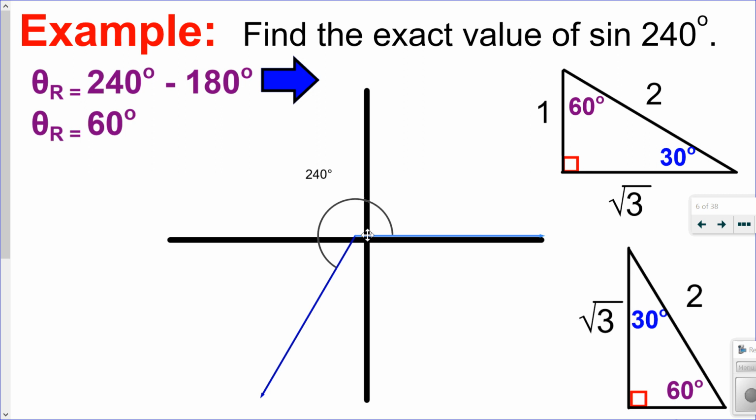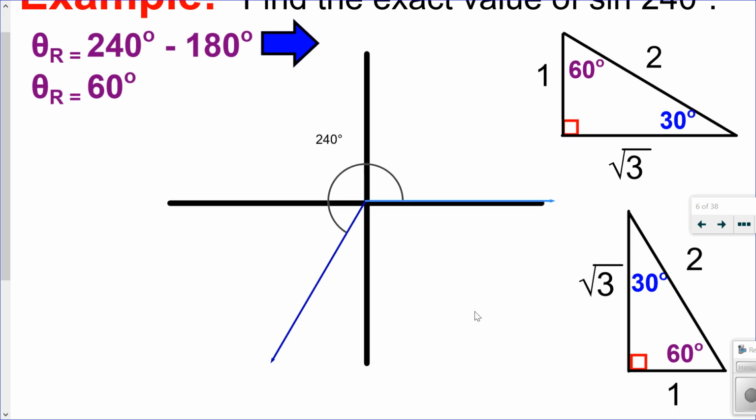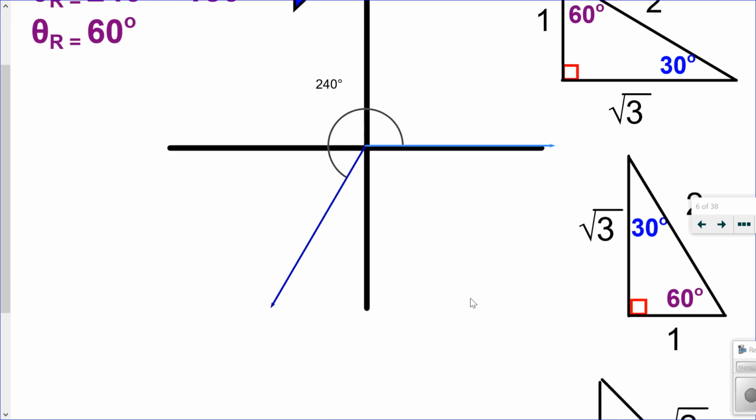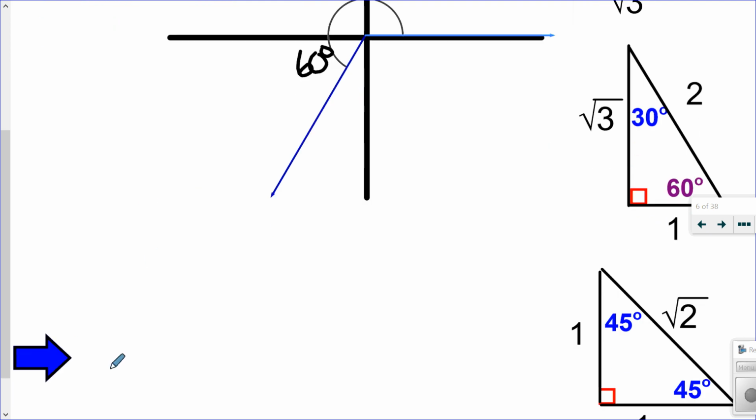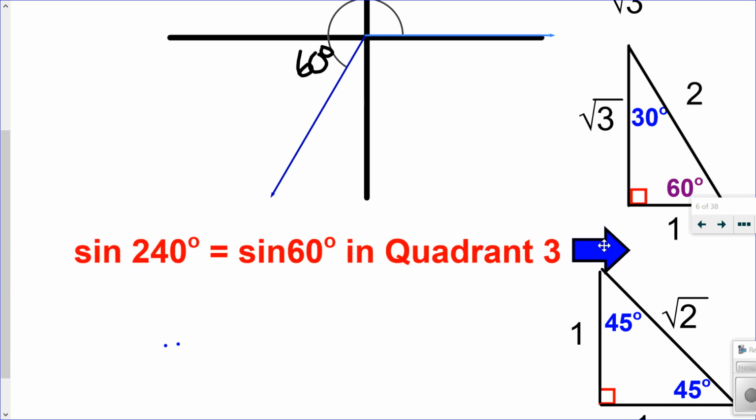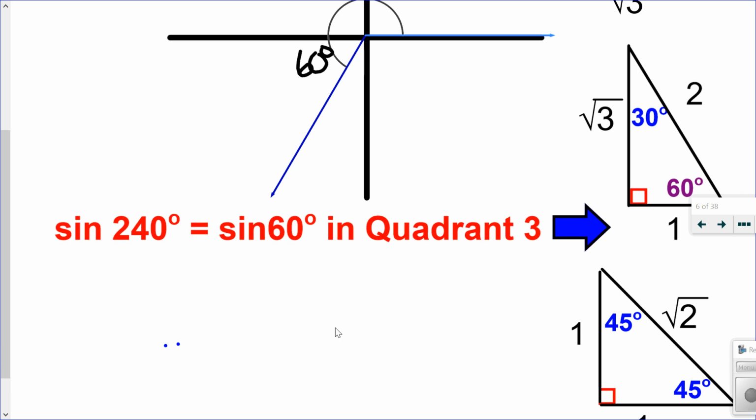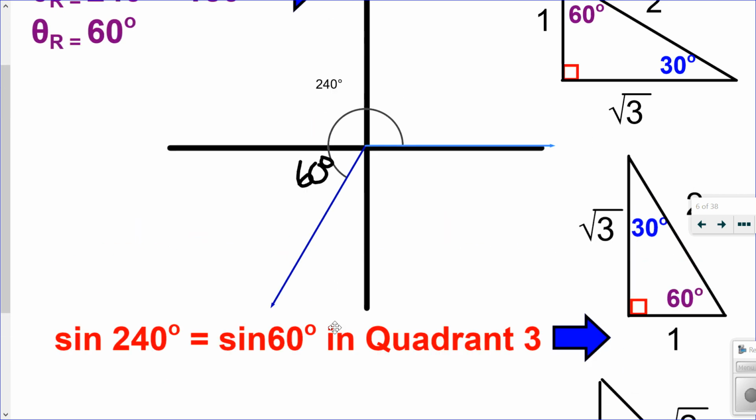And there we go. So instead of working with 240 degrees, I am going to work with my reference angle of 60 degrees. And that reference angle of 60 degrees in quadrant number 3 is what I'm going to work with. So sine of 240 is the same as sine of 60 degrees in quadrant number 3. So let's draw our triangle with the perpendicular line segment like this.